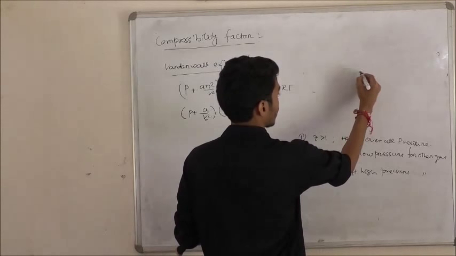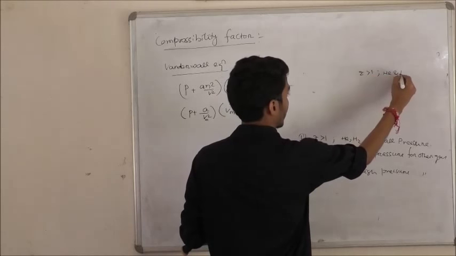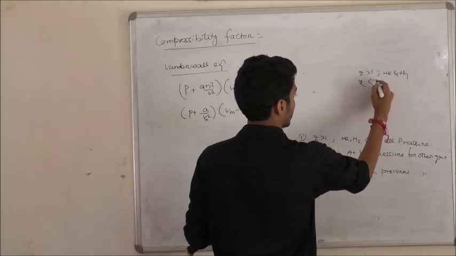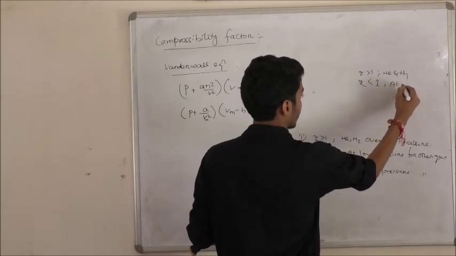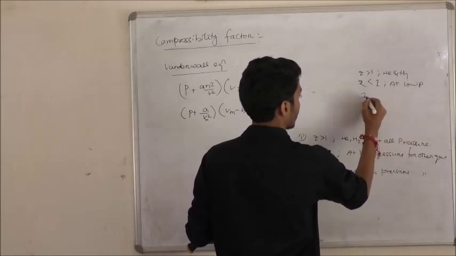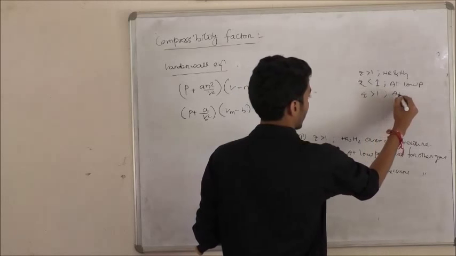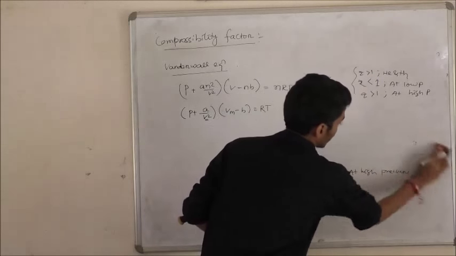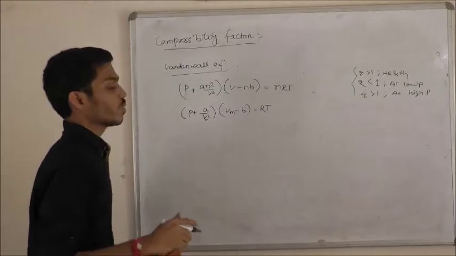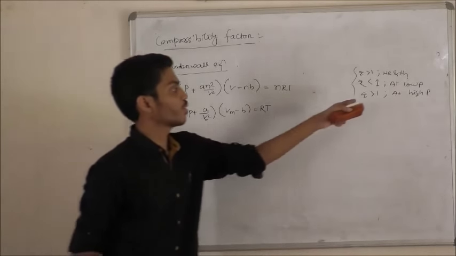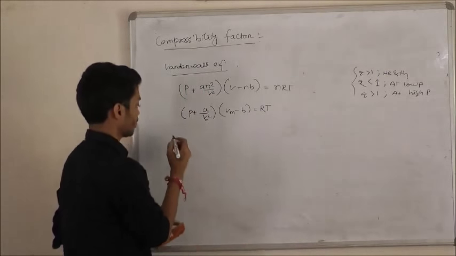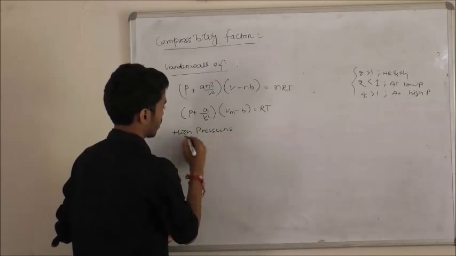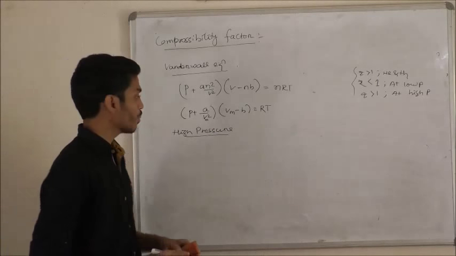Actually, let's write this here. Z greater than 1 for helium and hydrogen. Z less than 1 at low pressure, and Z greater than 1 at high pressure. So now see, first let me do this from here. At high pressure, what will happen?